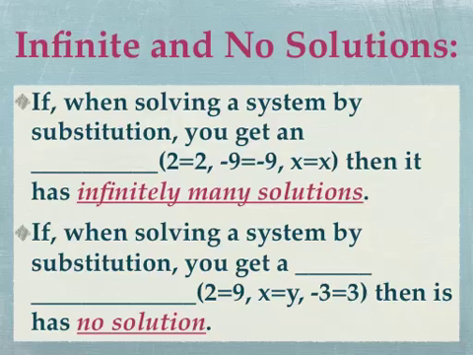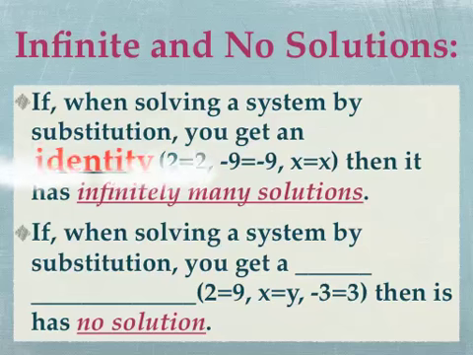Infinite and no solutions when we're talking about systems. If when solving a system by substitution, you get an identity, like 2 equals 2, negative 9 equals negative 9, x equals x, then it has infinitely many solutions. So an infinite number of solutions.